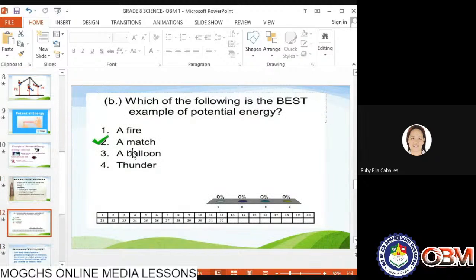I have here a question. Which of the following is the best example of potential energy? A. Number one, fire. Number two, match. Number three, balloon. Number four, thunder. The correct answer is number two, the match.